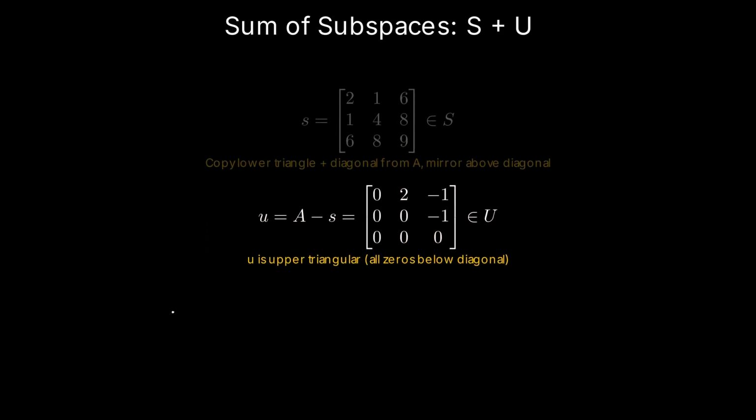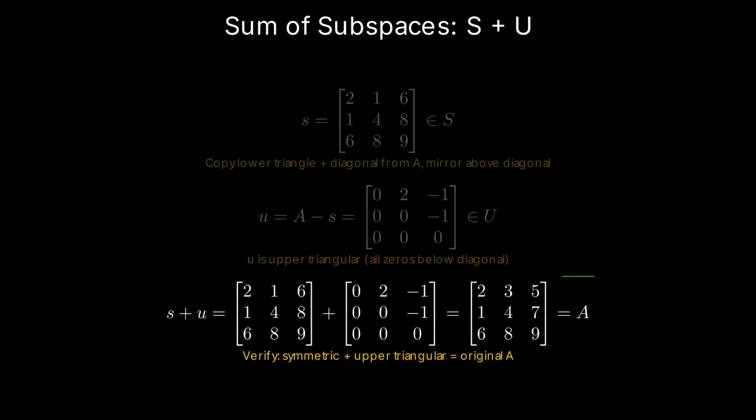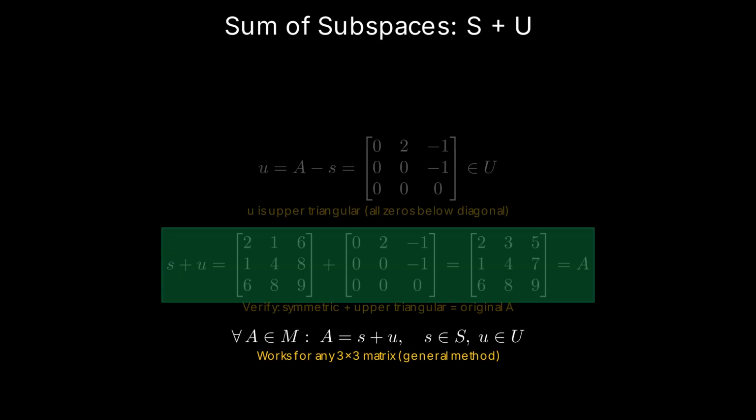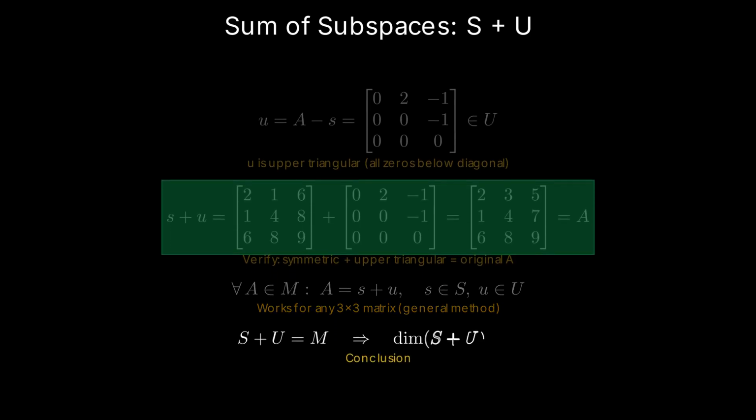Let's verify. A equals S plus U. Adding the symmetric matrix and the upper triangular matrix recovers our original A. This construction works for any 3x3 matrix, not just this example. Every matrix in M can be decomposed as a symmetric matrix plus an upper triangular matrix. Therefore, S plus U equals M, and the dimension of S plus U equals 9.